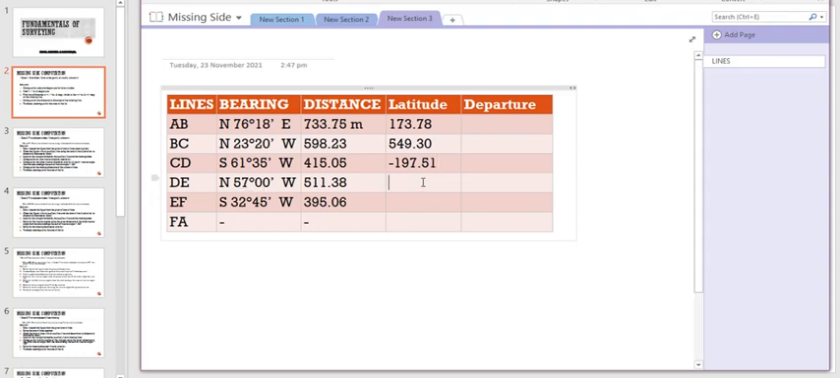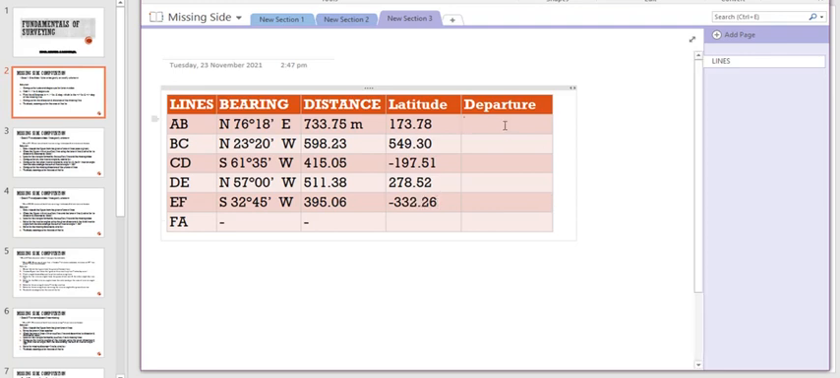Then the next one is 511.38 times cosine of 57 degrees, which is 278.52. Then the next one, negative since it is south, is 25.06 times cosine of 32 degrees 45 minutes. So kindly double check my answer.